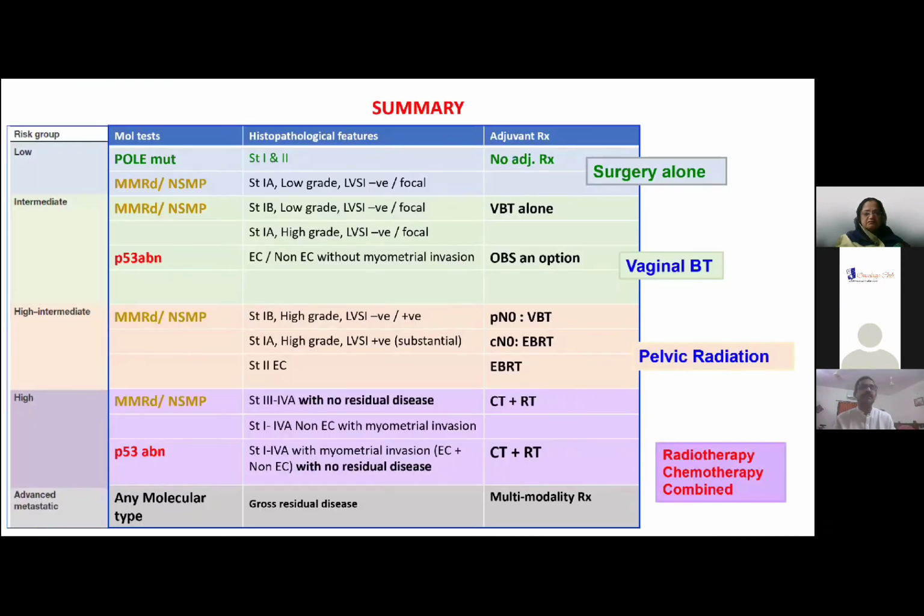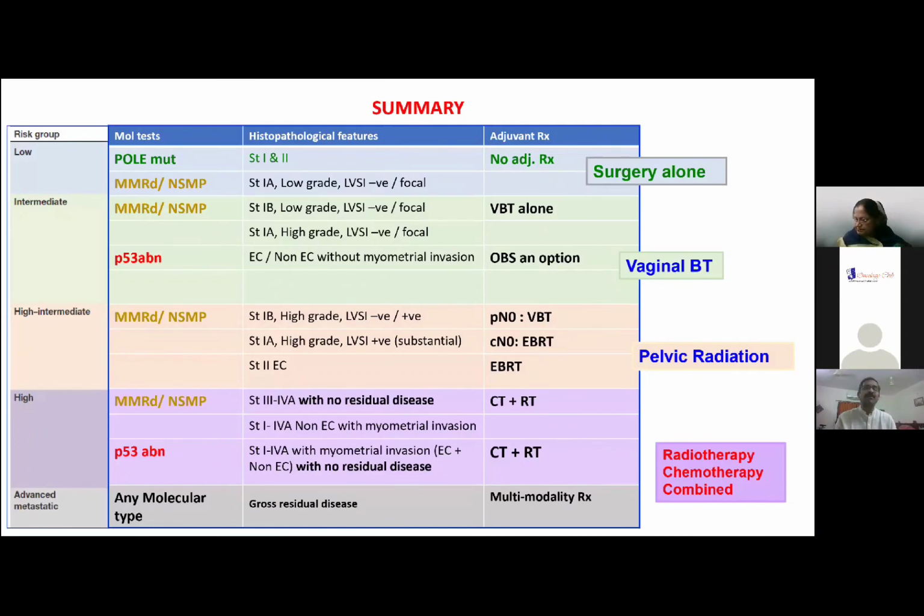So in summary, what you could do is you could paste this slide on your computer when you're evaluating a patient. You classify the patients in the low risk, and such patients would go for close observation and follow-up. If patient falls in intermediate risk group, then these patients typically would be offered vaginal brachytherapy with the close observation offered to patients who have favorable prognostic factors, for example, age less than 60 and low-grade tumors.